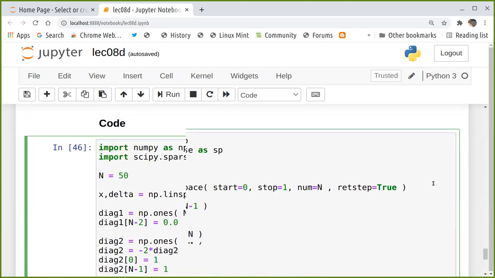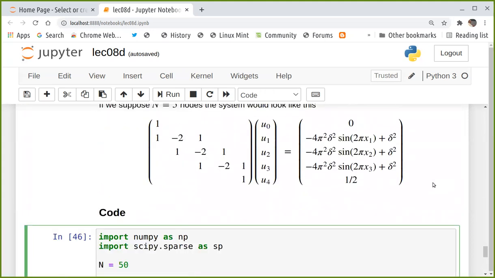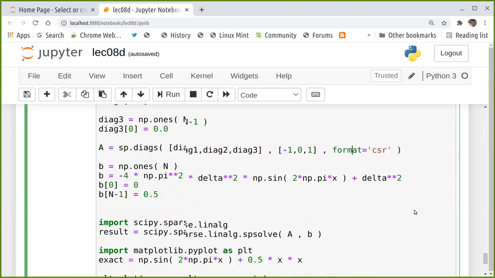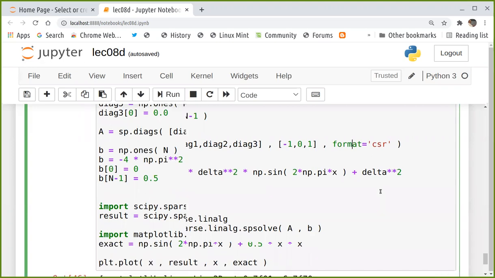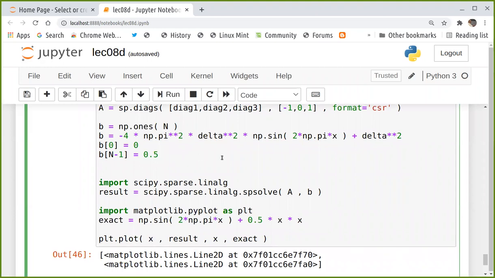For the right-hand side B, all the entries look like -4 pi squared delta squared sine of 2 pi x_i plus delta squared. So do that. Remember that there's a pi inside of numpy, and there's a sine function which operates on arrays element-wise, which also lives inside of numpy, so np.sin, plus delta squared. And remember that your boundary values were specified as 0 and 0.5.